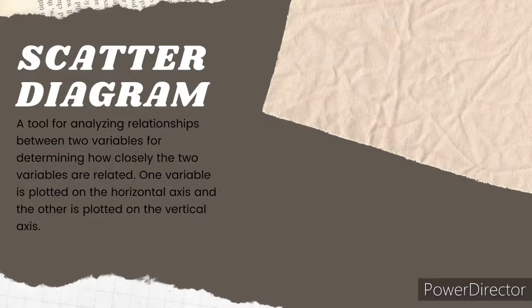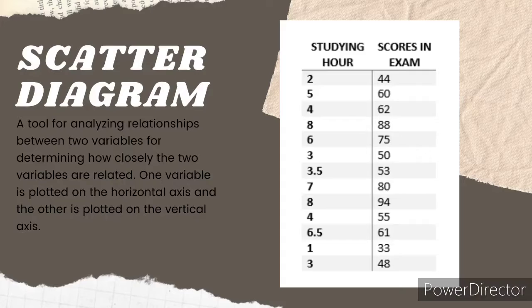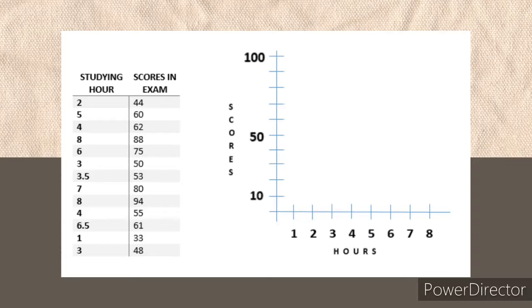Here we have a table that represents the hours of studying and the scores they got in the exam. Then we need to make a table which contains the hours and the scores of the students. The hours of studying will be the independent variable, while the score will be the dependent variable.